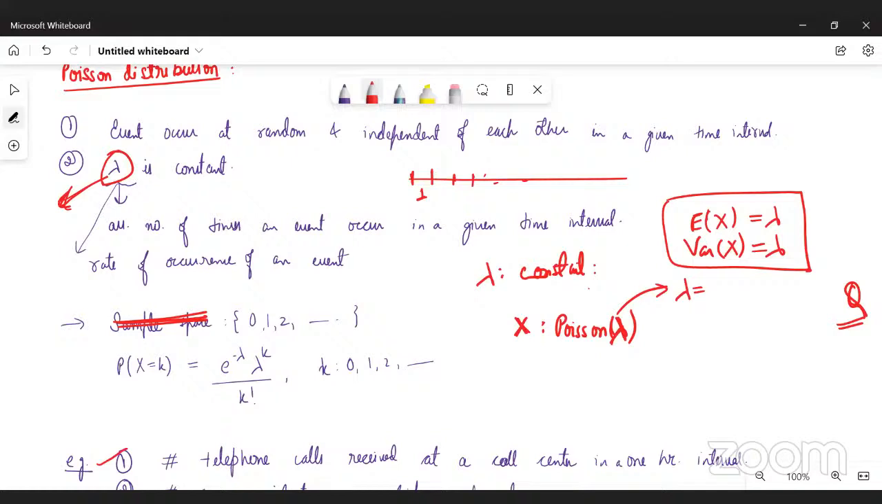And the mean is also the same, is it? Yeah. Lambda equals np. So when n is very large and p is very small, lambda equals np. Is there any relationship with 1 by lambda?